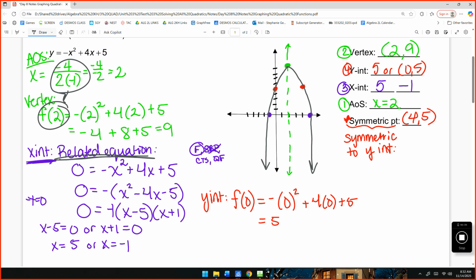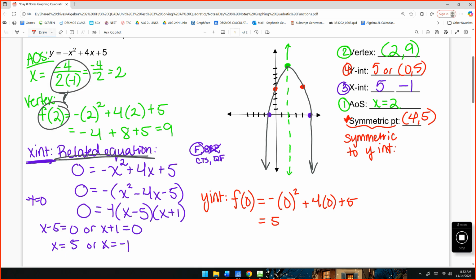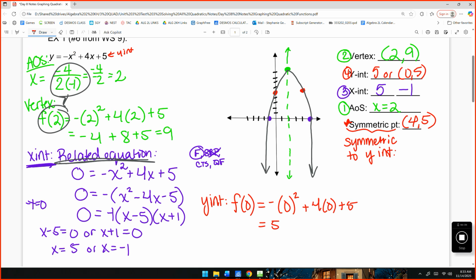And then, did anyone catch that there's a little bit of a shortcut to y-intercepts? It's just always your c. Okay? So if you're looking at a graph in standard form, c is always your y-intercept. So there really is not work you are going to have to show for y-intercepts.